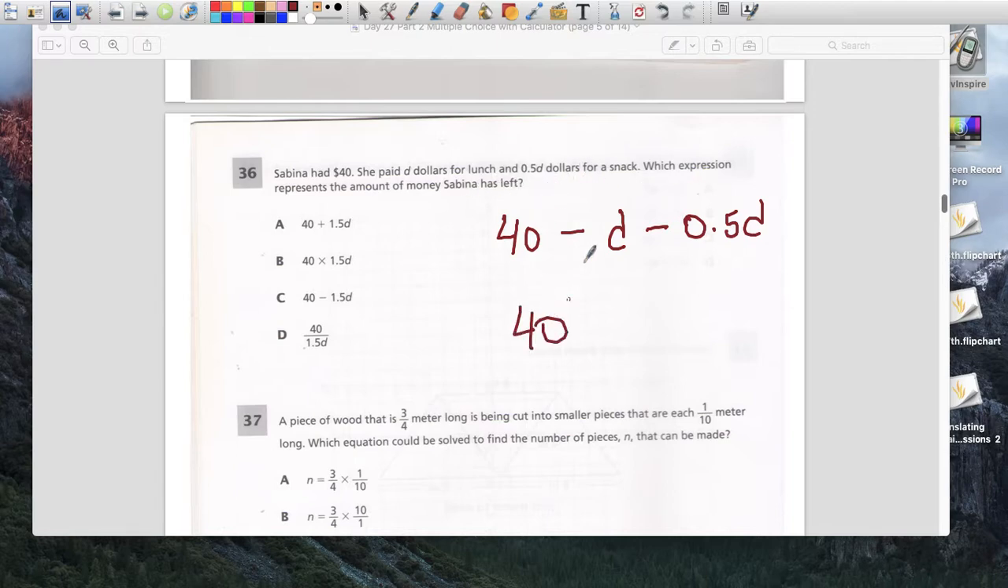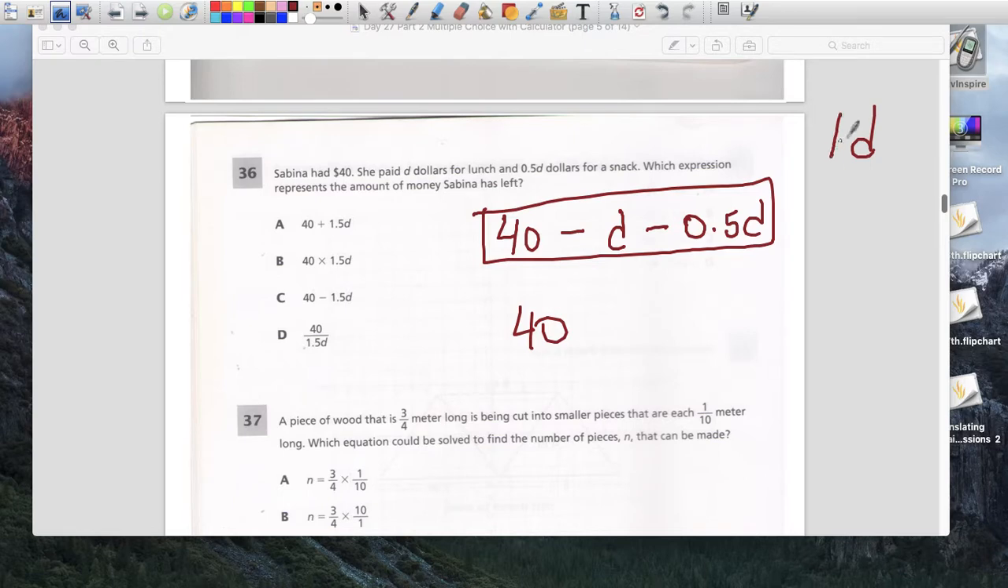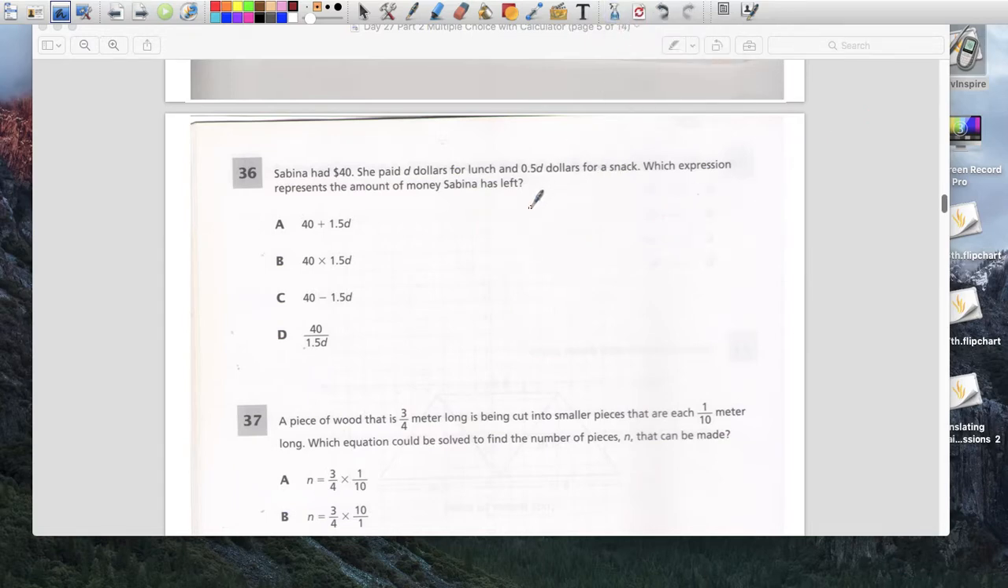Well, she has $40, so let me rewrite this. She spent $D for something, and remember this D has a coefficient of 1 if we don't see it. And then she went and bought something else for $0.5D. So she spent 1D for something, and then she spent 0.5D for something else.